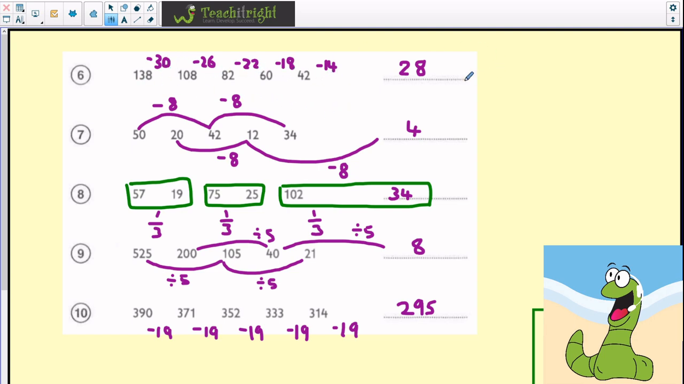91 and 19. Then this one on question 6, we're taking away 30, 26, 22, 18 and 14. So 4 more each time, 28. This one was an alternate sequence. This is where we jump. So it's taking away 8 each time, but we're more concerned with these numbers in order to get our next number.